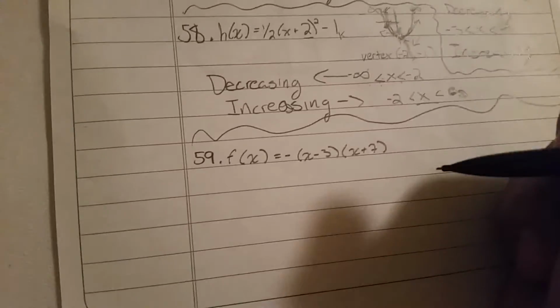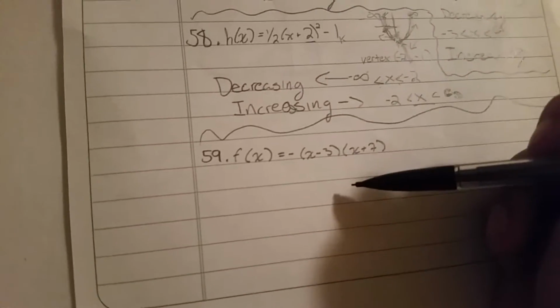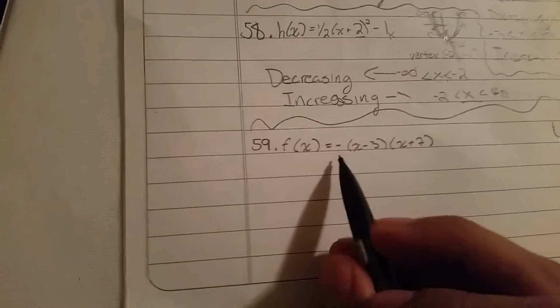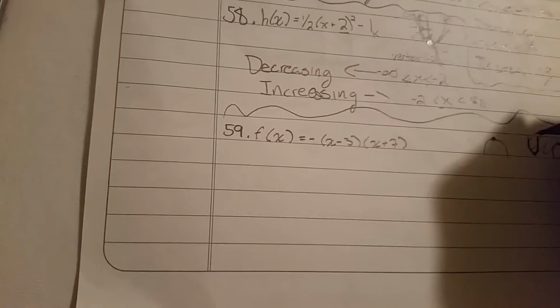Okay, number 59. So again, we need the minimum point of a graph or the maximum. And because of this graph, we can already tell because of the negative sign, it's most likely going to open downward. So let's assume that it opens downward, and our maximum point will be right here at the vertex.